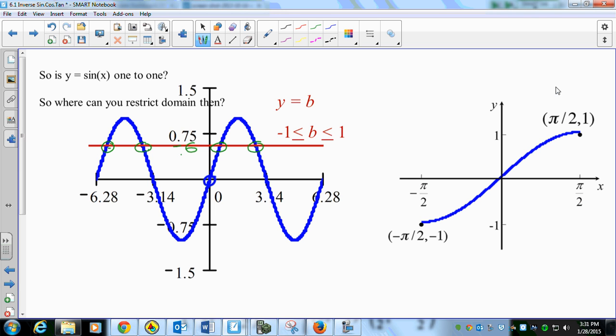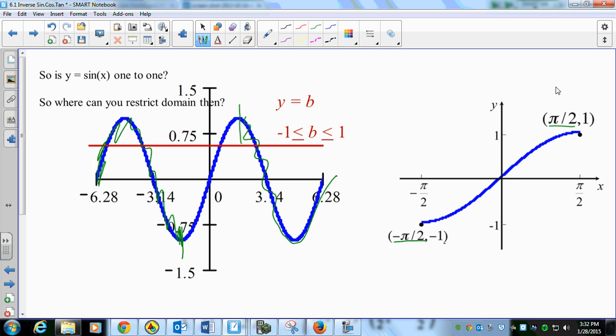So we want to restrict our domain here. So what we end up doing is we're going to just do exactly that and restrict the domain. So we're going to restrict the domain for the sine graph from negative pi over 2 to pi over 2. If we restrict the domain and say none of this exists from here over, we get this graph, which is negative pi over 2 to pi over 2, and we know we get values of negative 1 to 1.